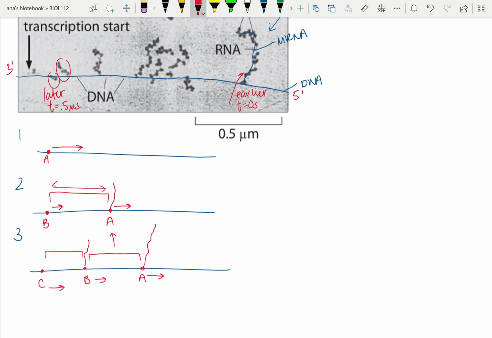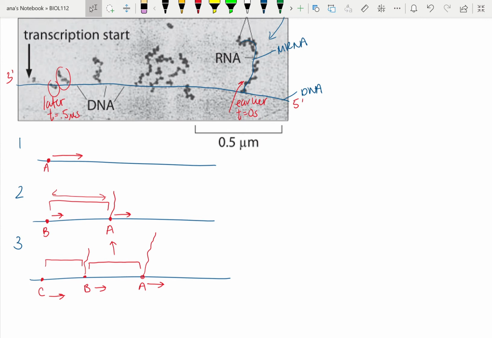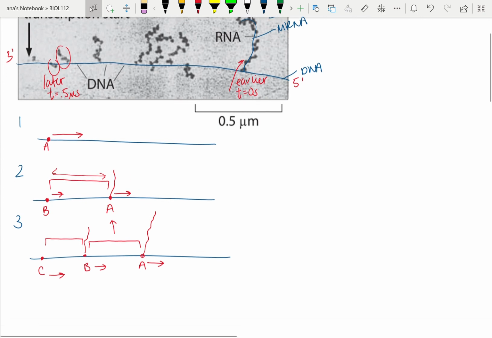So we know that the starting point has to be on the left, and that's the 3' end, because we know that transcription begins at the 3' end, because that's how polymerase reads. And then from there, we can determine the mRNA directionality, because we know that the template strand and the mRNA are complementary to each other. And because they're complementary, we know that they have to be anti-parallel.